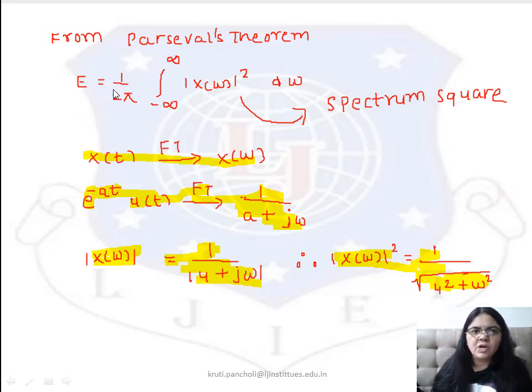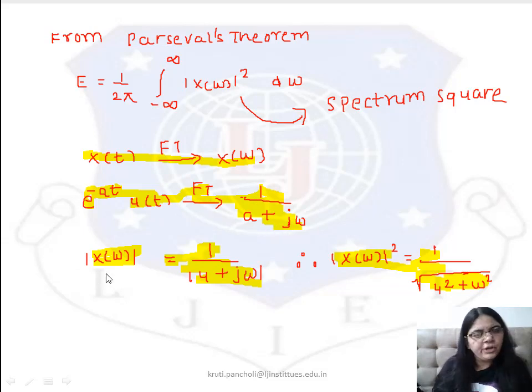So the energy is E = 1/(2π) ∫ from −∞ to ∞ of |X(ω)|² dω. X(ω) is the spectrum, and this is the square of the spectrum. We know that the Fourier transform of the signal x(t) is X(ω). Here, what is my x(t) signal? It's e^(−at)u(t). So for the function e^(−at)u(t), the Fourier transform is 1/(a + jω).